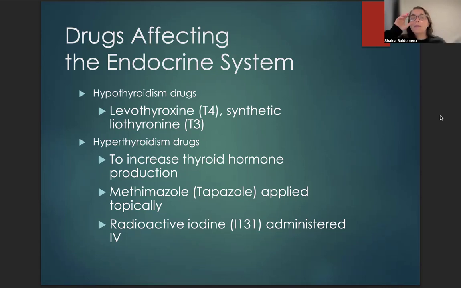So we would treat hypothyroidism with levothyroxine, a synthetic version of T4. We can also give a synthetic version of liothyronine, which is T3, but it's more commonly treated with just levothyroxine.